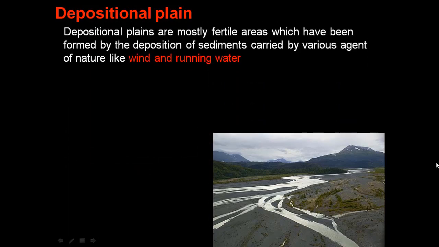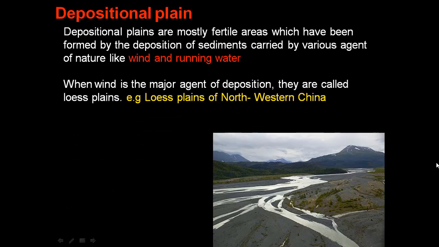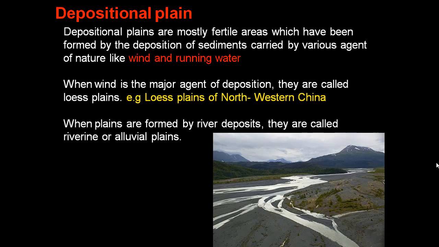Depositional plain, the name itself suggests, is formed due to the deposition of fertile soil, mainly brought by the dynamic agents. And these agents are either wind or running water. When wind is the major agent of deposition, they are called the Loess plains. Fine particles are deposited, as in the Loess plains of northwestern China. And when the plains are formed by river deposits, they are called riverine or alluvial plains.